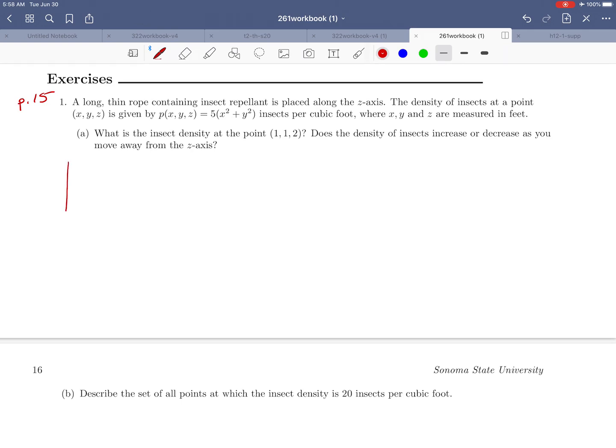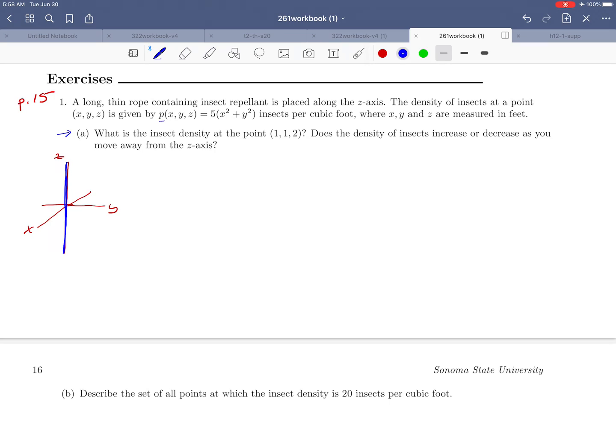Okay, so we're in three-dimensional space, and there's the z-axis. So x, y, and z. They're telling us that we've got this thin rope along the z-axis, so if we highlight it, it would be right here. That's the thing that's got the insect repellent on it. Part A asks us the following question. What is the insect density at the point 1, 1, 2 in three-dimensional space?